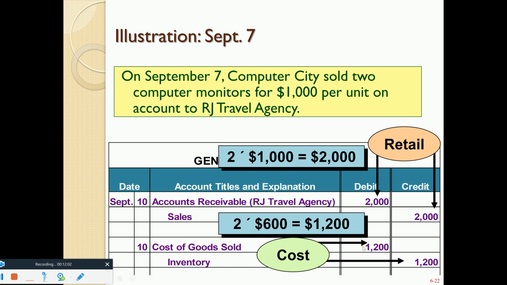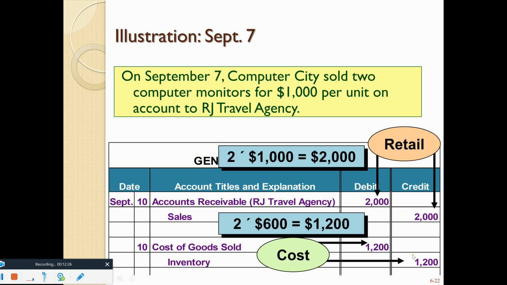And look at the dollar amount. Do you see the dollar amounts are different? The sale amount is $2,000, but our cost, remember on the prior slide, we purchased these units from our vendor for $600 each. So when we reverse them out of the inventory account, they came in at our cost, and they're going to be reduced out of the inventory account by our cost. 600 times 2 is $1,200.